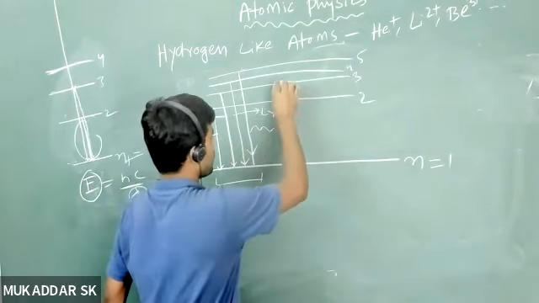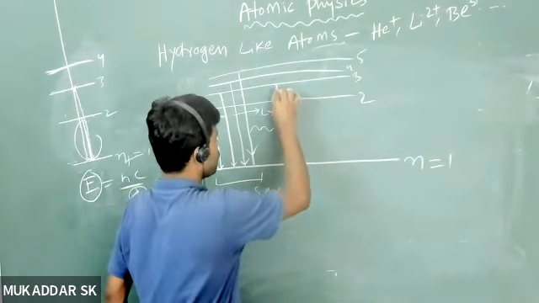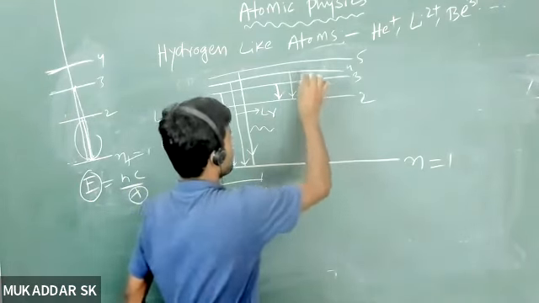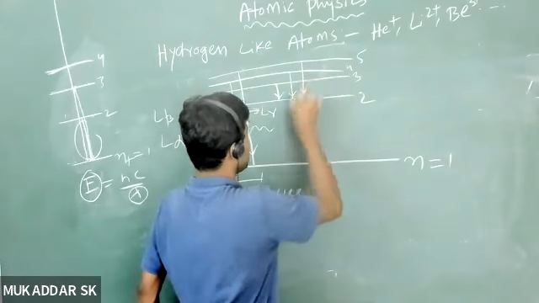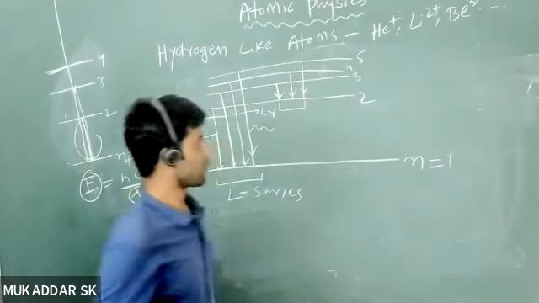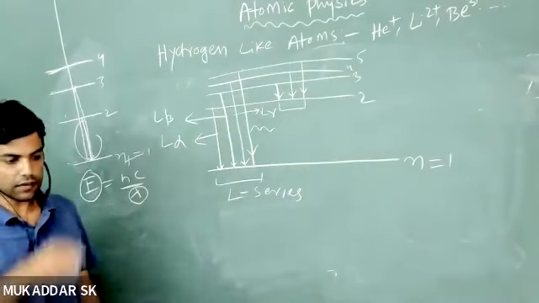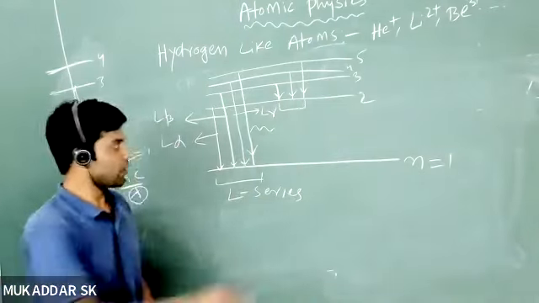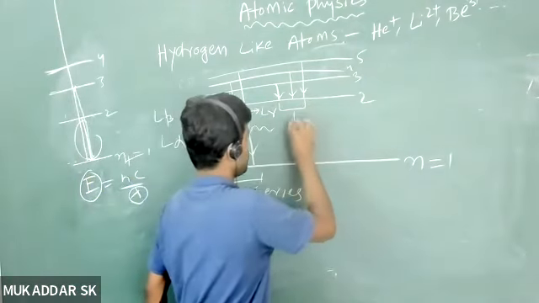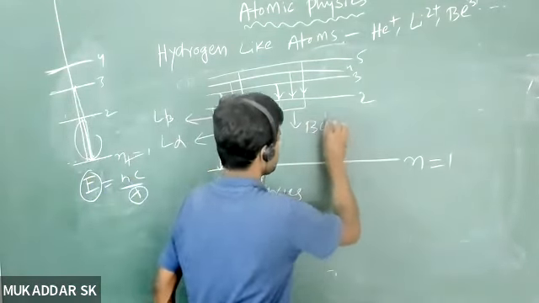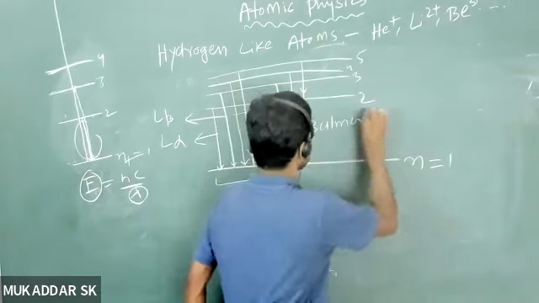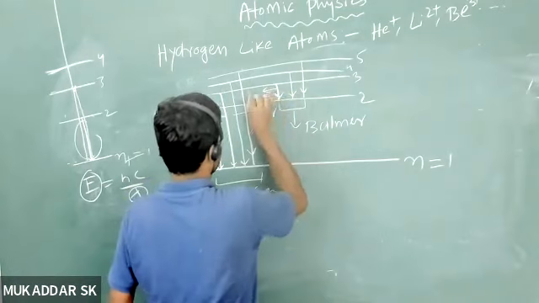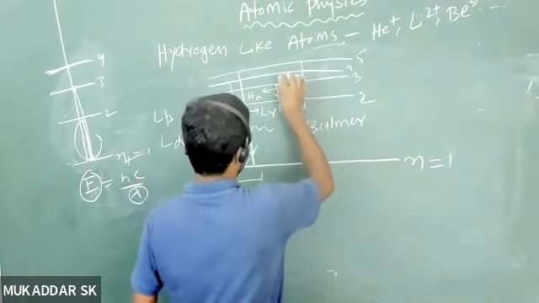Now when the electron is coming from n equals 3 to n equals 2, or n equals 4 to n equals 2, or n equals 5 to n equals 2, which series will this be? Anyone in the class? Very good, this will be the Balmer series. The Balmer series is basically written as H alpha, H beta, like that.